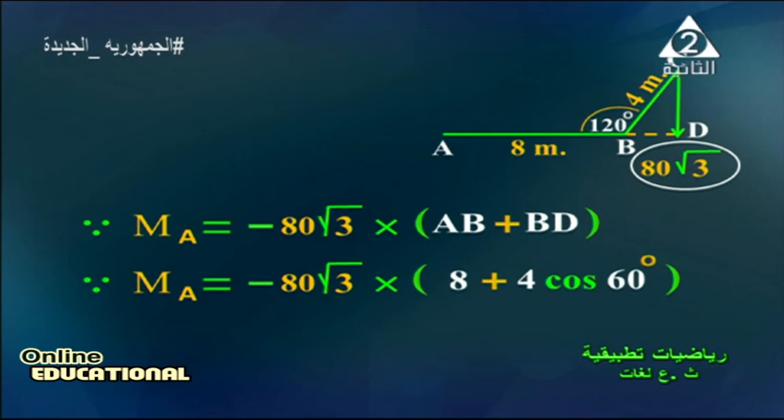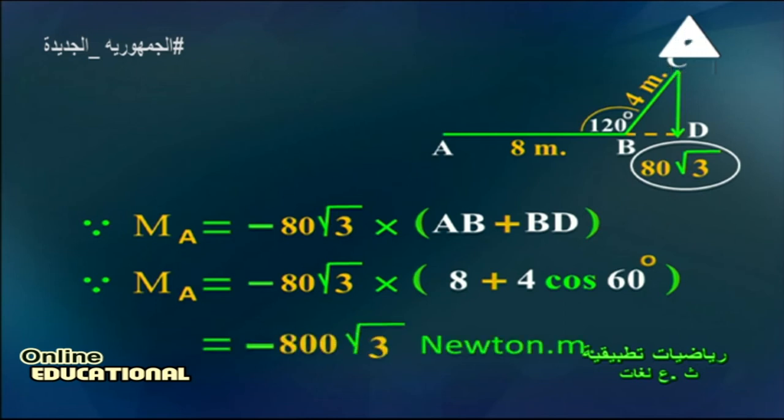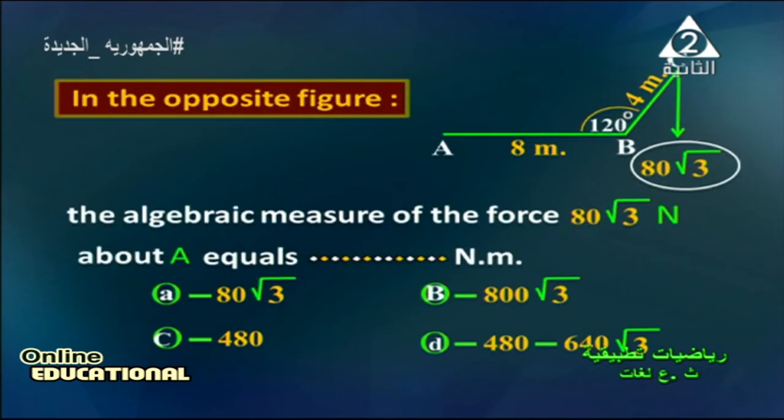BD is the adjacent side of the 60 degree angle in the right angle triangle CDB. Then BD equals the hypotenuse times cosine 60, or BD equals 4 cosine 60. Then MA equals negative 80 root 3 multiplied by (8 plus 4 cosine 60). Then the moment about A equals negative 800 root 3 Newton meter. And we can choose letter B.